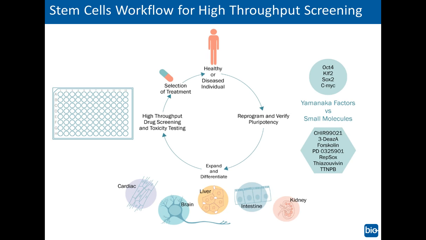But if we talk more generally about using stem cells for high throughput screening, we're looking at more like the bottom half of this workflow, where you're establishing pluripotent stem cell lines on the right-hand side and using them as an unlimited source to expand and create different cell types of interest for testing, which then can be applied into high throughput screening systems.